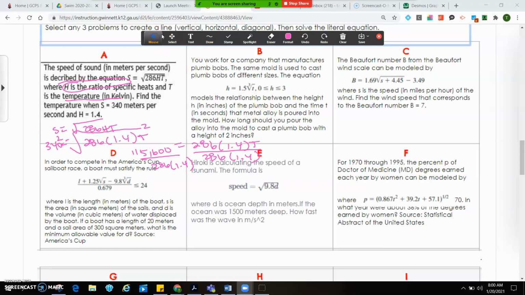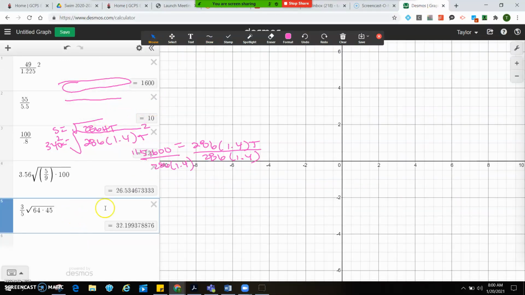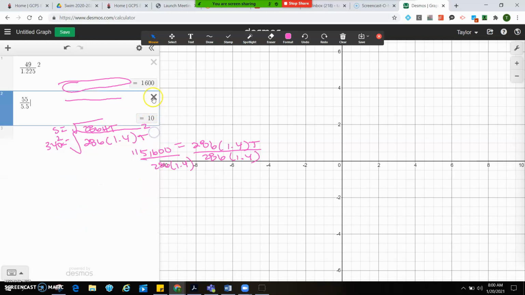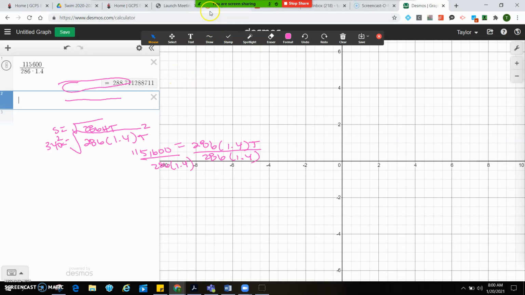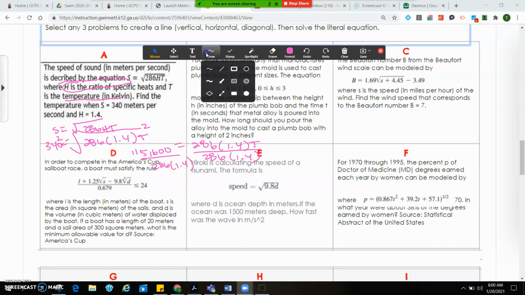So we're going to go into our calculator and say 115,600 divided by 286 times 1.4. And that's going to give us 288.71. So T equals 288.71 Kelvin. Okay?